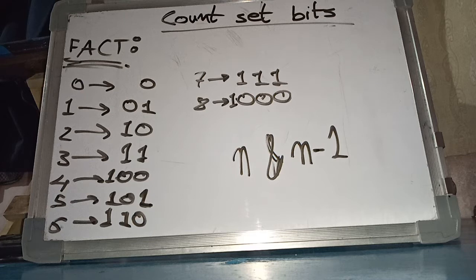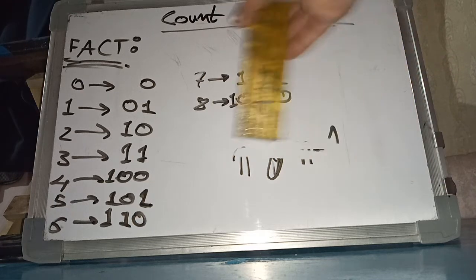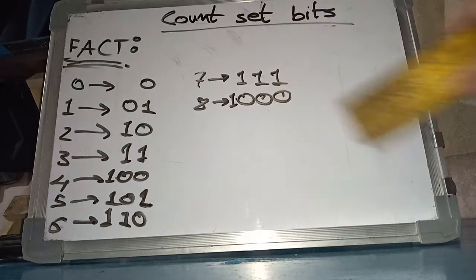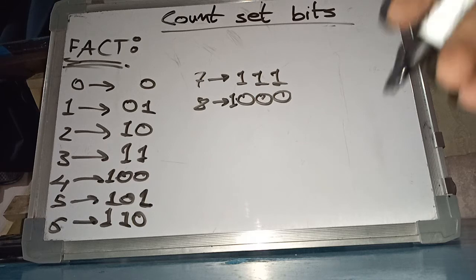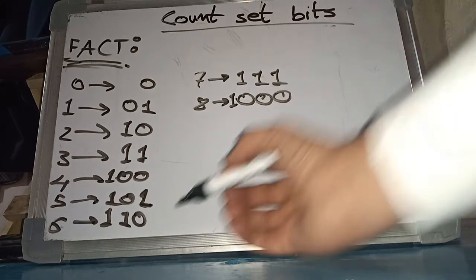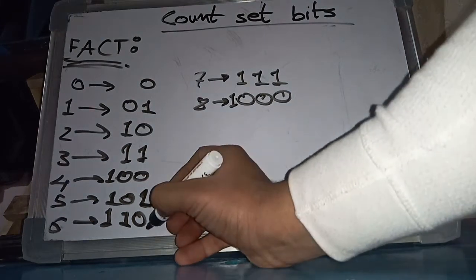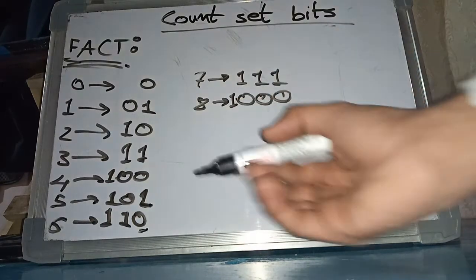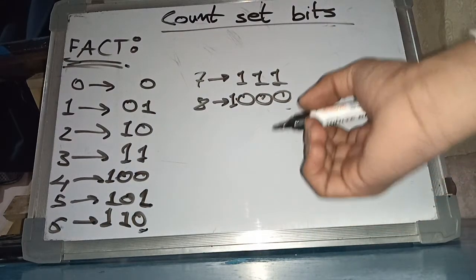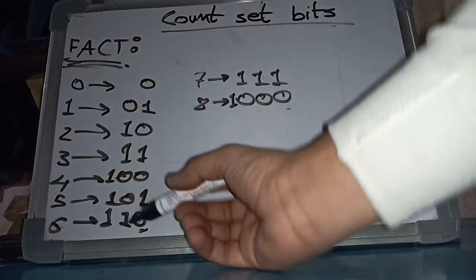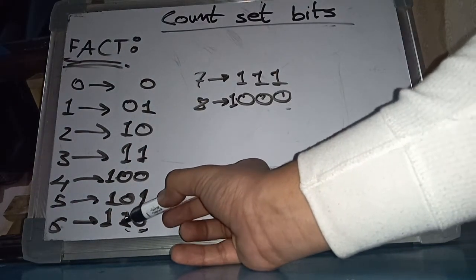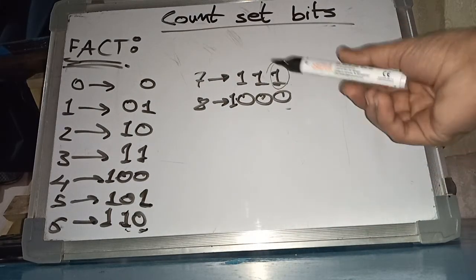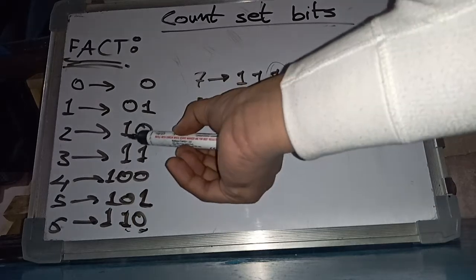So let me discuss it now. The relation between n and n minus 1 is quite noticeable, right? If you start from the least significant bit, the rightmost bit, in every number, and go till the rightmost set bit, this bit. In this number the rightmost set bit is this bit, and in this number the rightmost set bit is this bit.